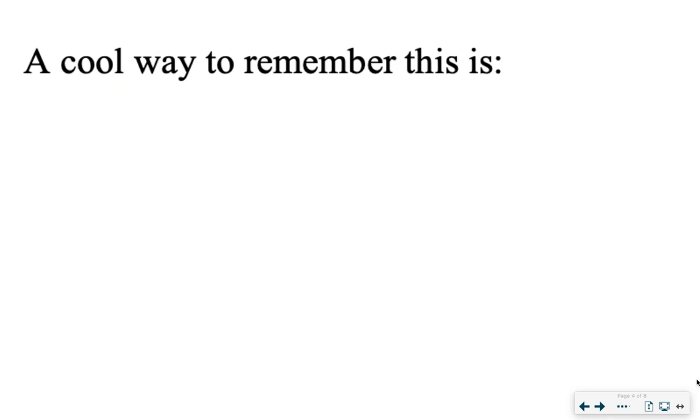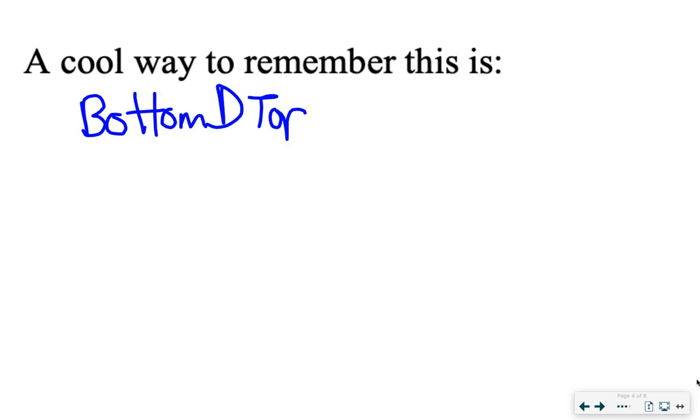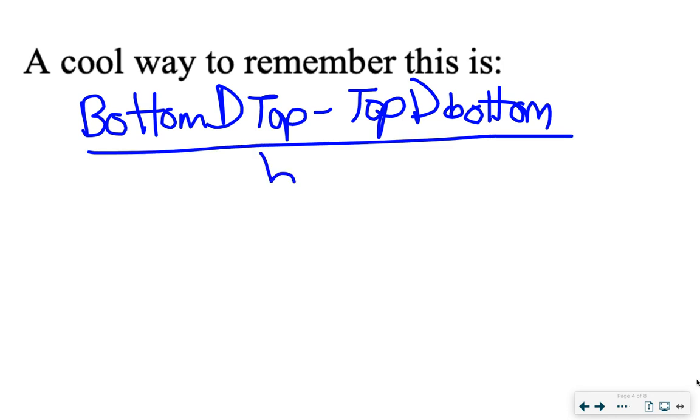So that is bottom d top minus top d bottom all over the bottom squared. Bottom d top minus top d bottom all over the bottom squared is a nice way to help remember the quotient rule. Again, you'll remember this in 10, 20 years, rather than thinking, okay, I'm taking the numerator, denominator, derivatives. Bottom d top minus top d bottom all over the bottom squared. It's my quotient rule.